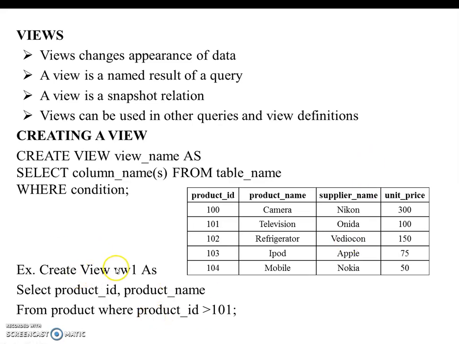Hence my created view, named vw1, will have just 2 columns out of the 4 columns, product ID and product name, but the rows will be only 102, 103 and 104. So I am taking this particular snapshot of this table, and that is termed a view. So this is the procedure to create a view.